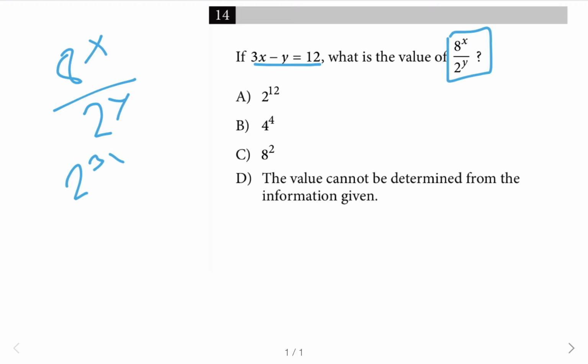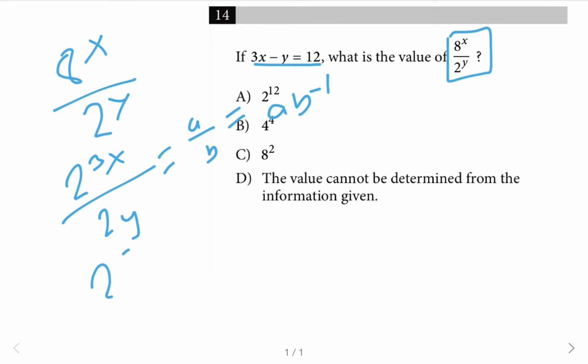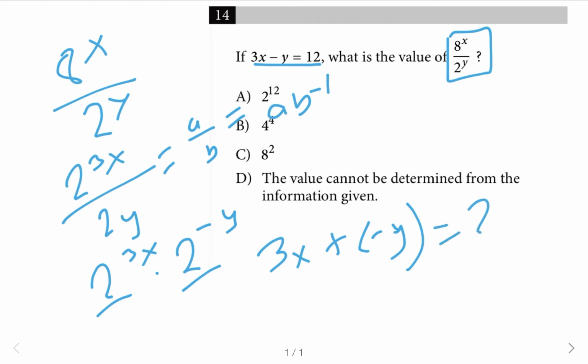2 to the power of 3x divided by 2y. And 2 to the power of 3x divided by 2y, that's also the same thing as saying a divided by b. Now a divided by b is equal to a times b to the power of negative 1. Similarly, we'll get 2 to the power of 3x times 2 to the power of negative y. Since the bases are the same, we can add these two exponents together.